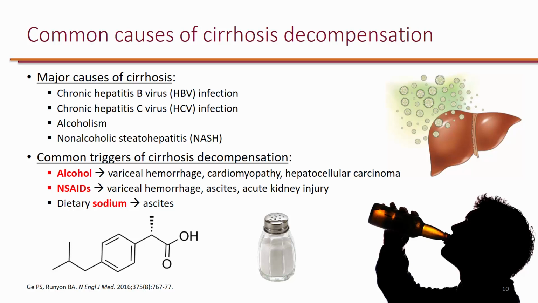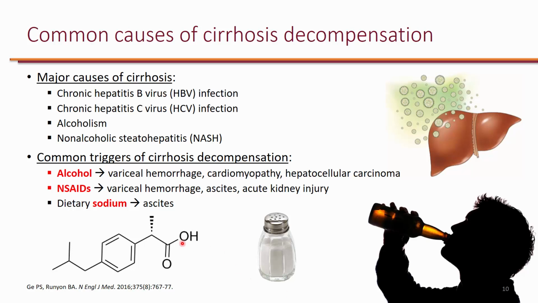Now, there are some common triggers of cirrhosis decompensation. The number one trigger is alcohol. So patients who have cirrhosis should not be drinking alcohol. Some of the things that can happen are variceal hemorrhage, cardiomyopathy, and of course alcohol can accelerate progression to hepatocellular carcinoma. Another thing that patients with cirrhosis should not be on are NSAIDs.